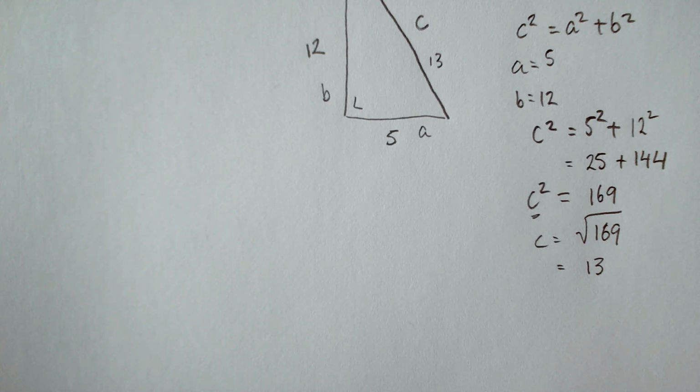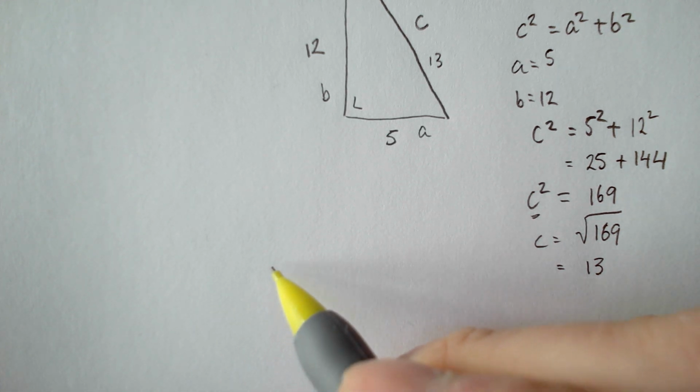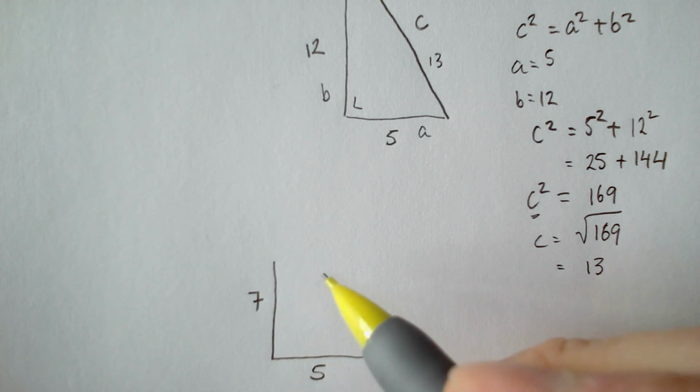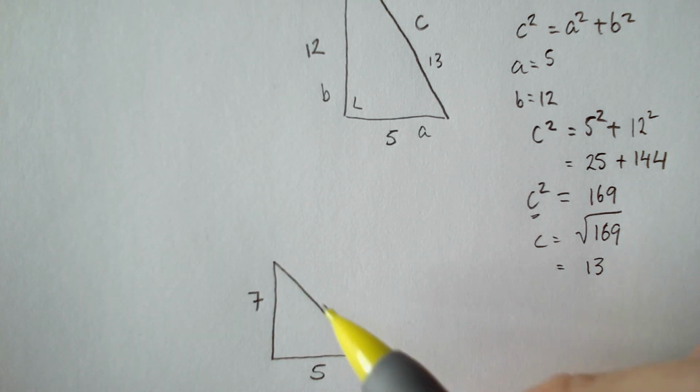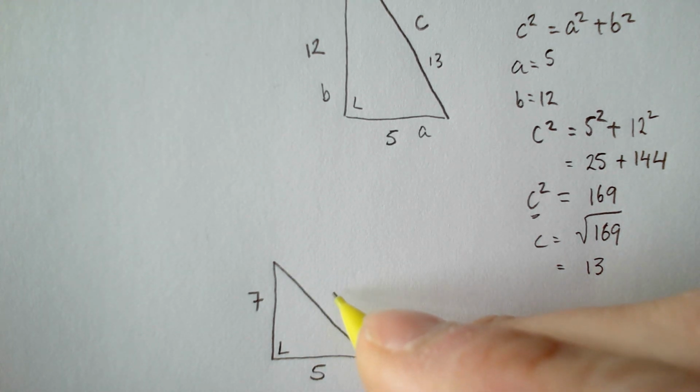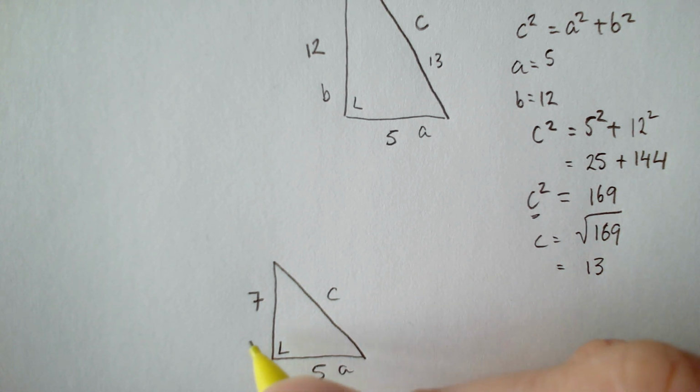Let's look at another example. Let's look at a triangle here of height 7, base 5. Our question is, how long is this side? So once again, our right angle, this has to be the hypotenuse. We label that C. We label the base A, and we label this B.